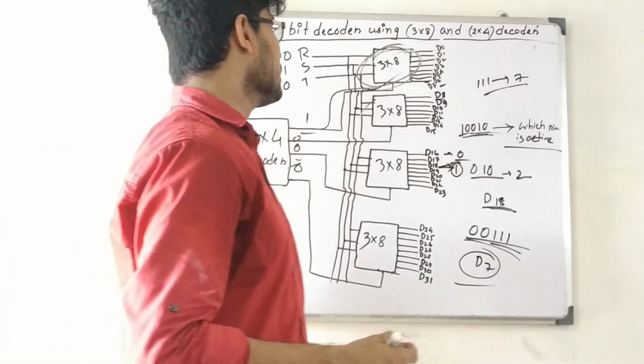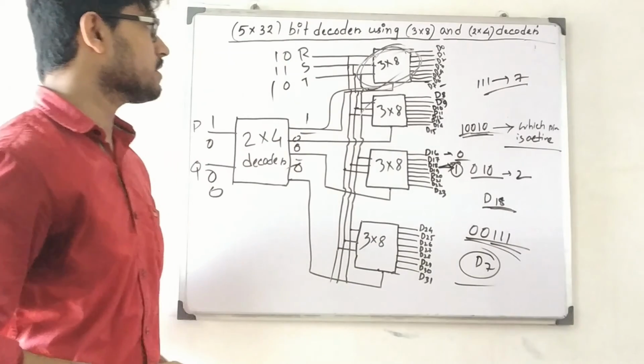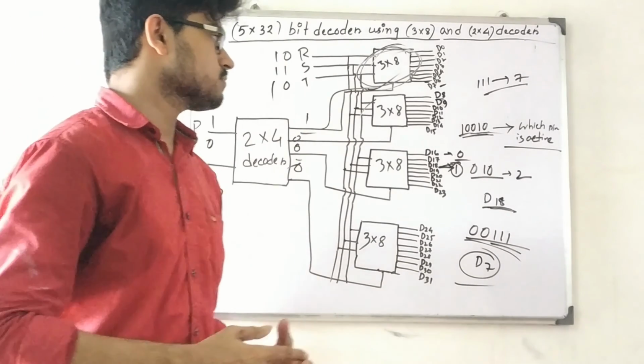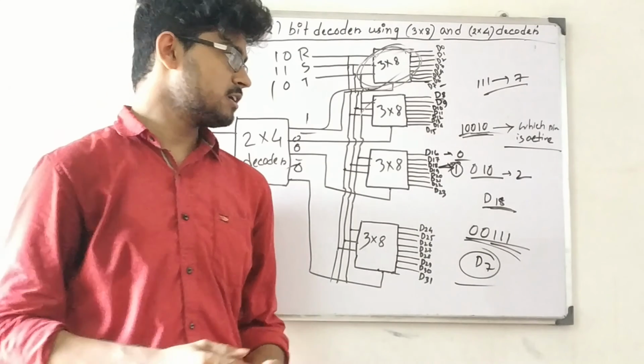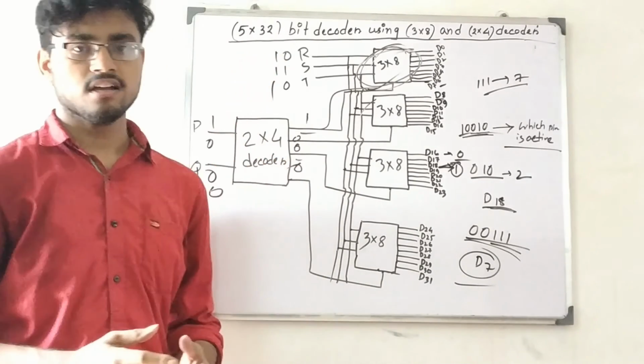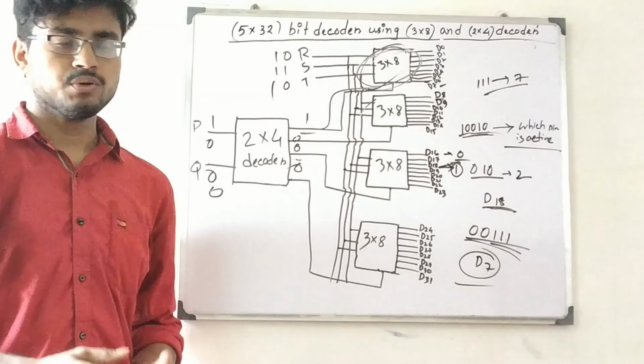So this is all about the 5x32 decoder using 3x8 and 2x4 decoders. In the next lecture we will start a new topic, the multiplexer circuit. The multiplexer circuit is another combinational circuit. We will start the multiplexer circuit from the next lecture.